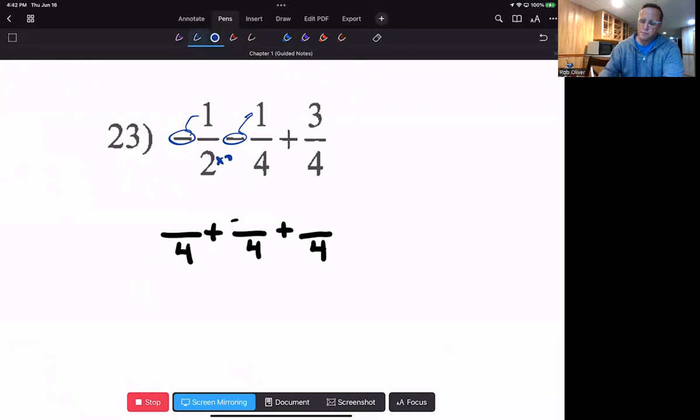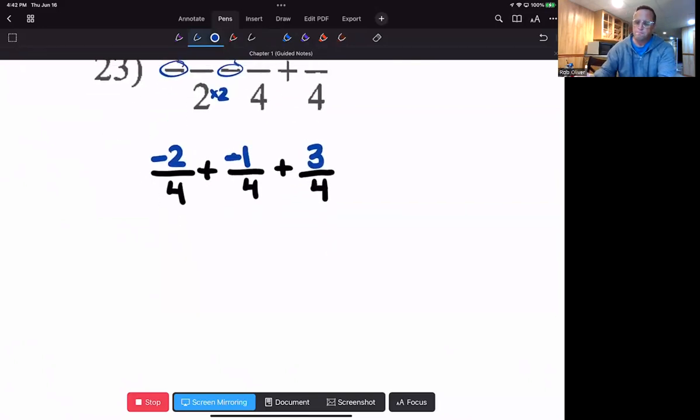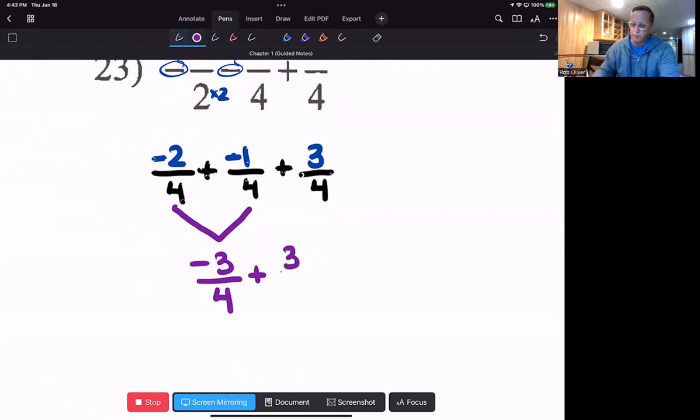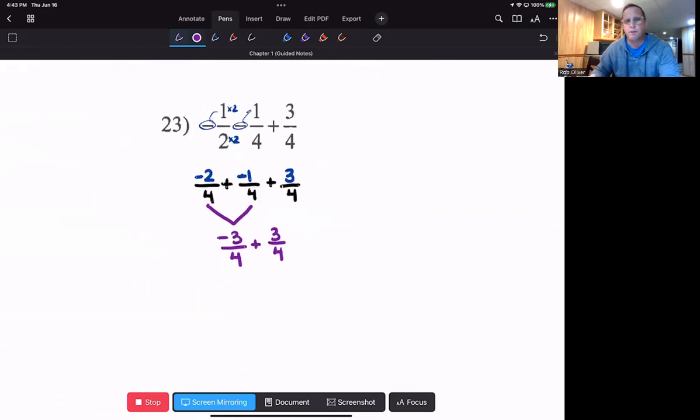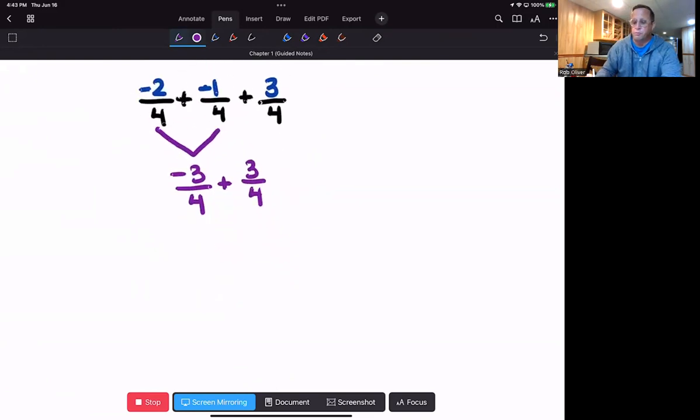And, well, 2 times 2 is 4, so we're going to do -1 times 2, which is -2. We're going to have -2, we're going to have -1 here, and then this is unchanged. Okay, and at this point, let's just go left to right. So -2 and -1 makes -3. So you should have -3/4 plus 3/4. Well, that right there is a perfect textbook example of opposites or additive inverse, which makes 0. Those cancel each other out.